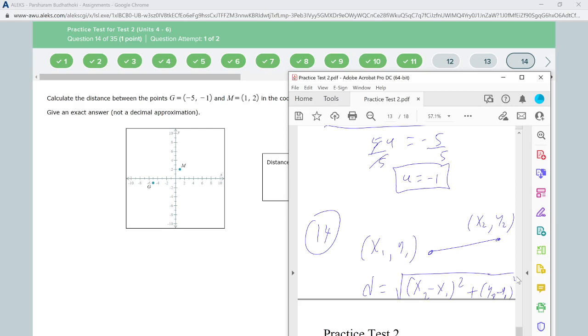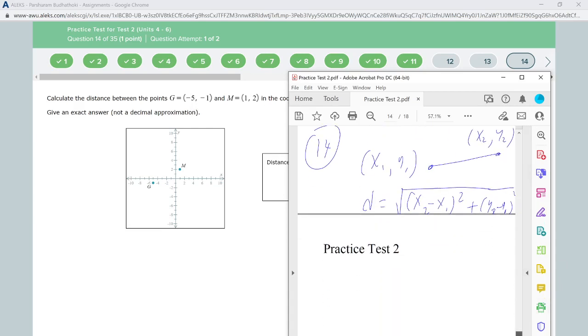y2 minus y1 squared. So in this case, let's assume that the first one is x1, y1, and the second one is x2, y2. You can choose any one to be x1, y1. It's not necessarily the first one. You could also choose the second one as x1, y1, and the other as x2, y2. It doesn't matter. So x2 is our 1, x1 is our -5. So that negative and this negative that is already in the formula makes it +5, whole squared.